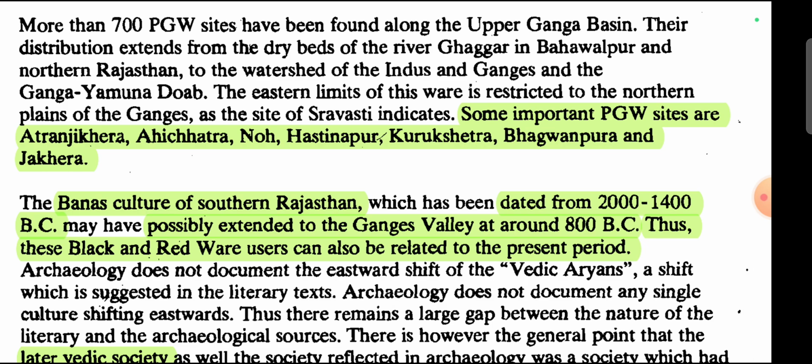Their distribution extends from the dry beds of the river Ghaggar in Bahawalpur and northern Rajasthan to the watershed of the Indus and the Ganges in the Ganga Yamuna Doab. The eastern limit of this ware is restricted to the northern plains of the Ganges, as the site of Sravasti indicates. Some important PGW sites are Atranjikhera, Hastinapur, Kurukshetra, Bhagwanpura and Jakhera.